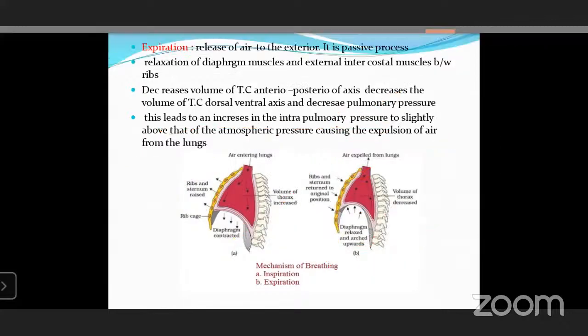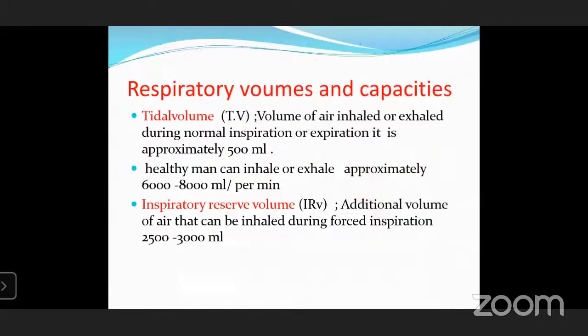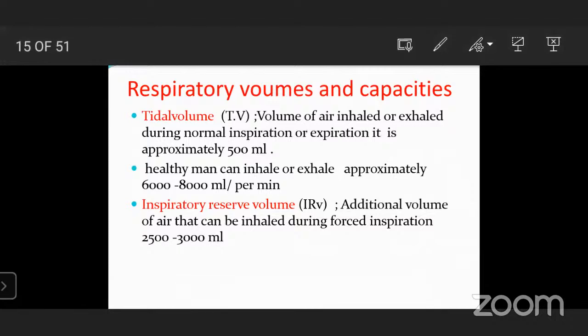So right, expiration. And next, sir, today's topic is a very important topic for 4 marks questions and 2 marks questions in the IPE level. Right, respiratory volumes and capacities. Sir, tidal volume. Tidal volume is a 2 marks question. Right, what is tidal volume?